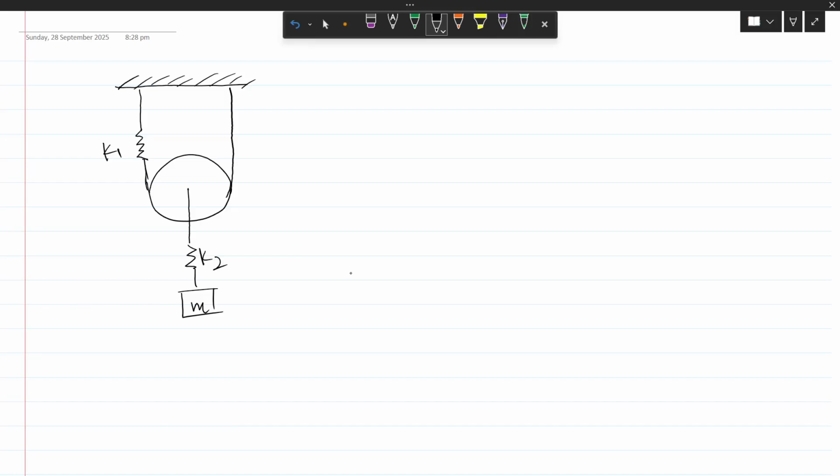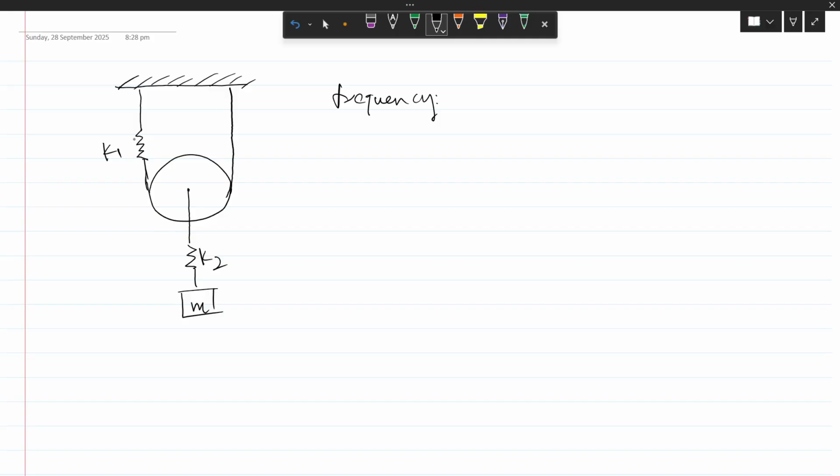So in this problem, what we have to do is find the natural frequency of this system. So we have to find the frequency of this system. How we are going to do this is basically by finding the equivalent spring stiffness of this system.